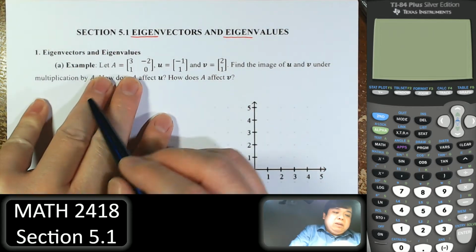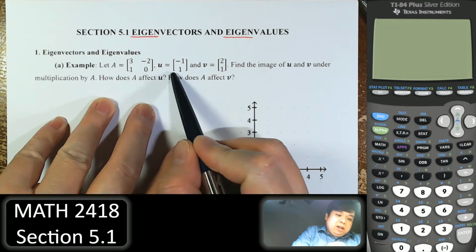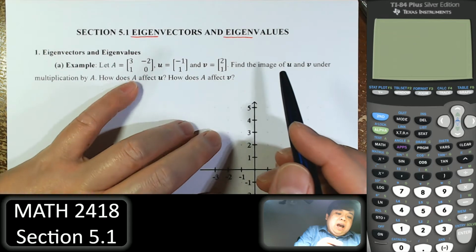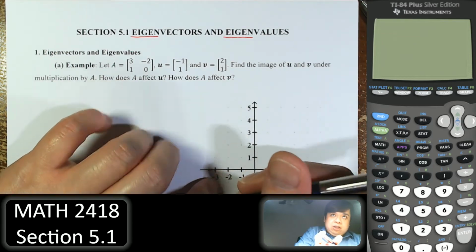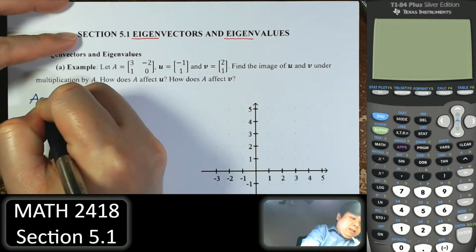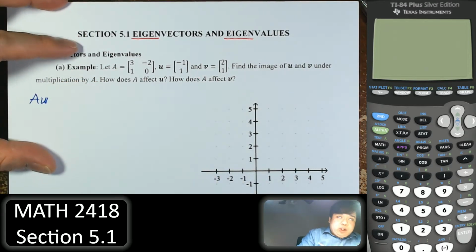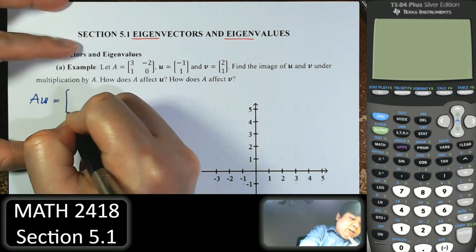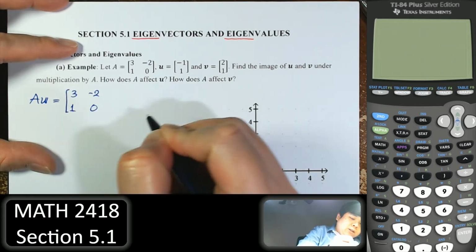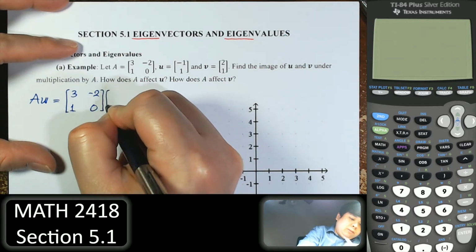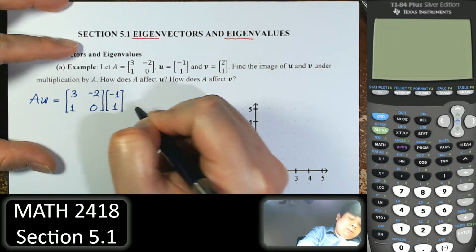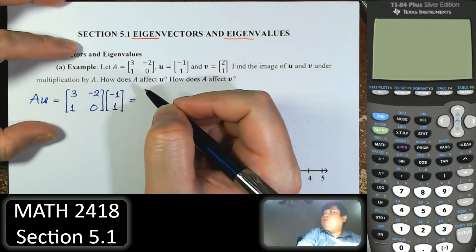Let the matrix A be [3, -2; 1, 0], and these two vectors u and v. Find the image of u and v under multiplication by A. How does A affect u and how does A affect v? Right, it's straightforward. Let's do A times the vector u. Simple enough, we just do it by hand.